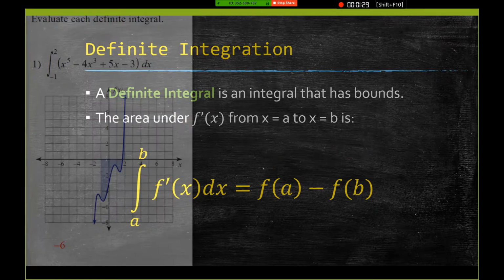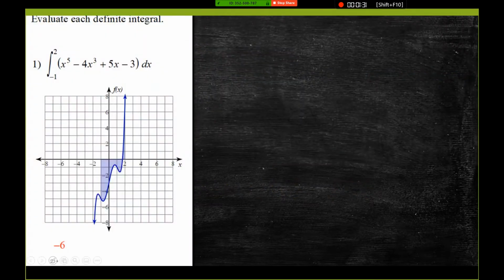Okay, so I'll try one. For this one, if I wanted to integrate, I'm going to integrate every term individually and then plug in my upper bound minus my lower bound. This is the integral from -1 to 2 of x to the 5th minus 4x cubed plus 5x minus 3. If I wanted to integrate this, what's going to happen?